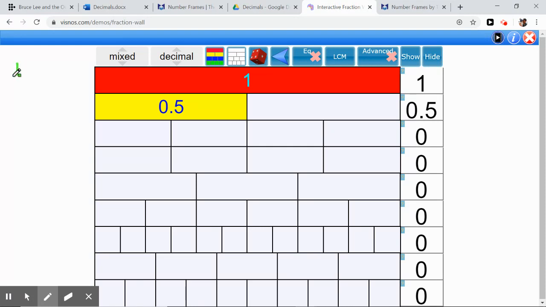So 1/2 is equivalent to 0.5. That might not make any sense at the minute, but very soon I'm going to explain why these two are equivalent.